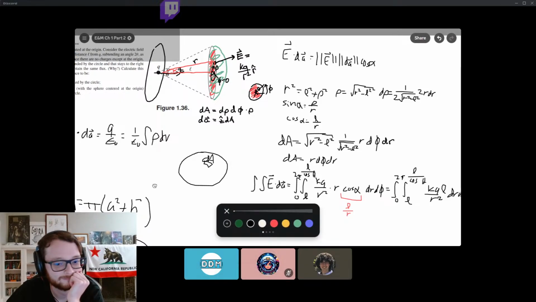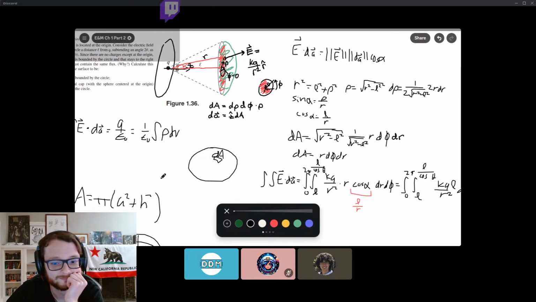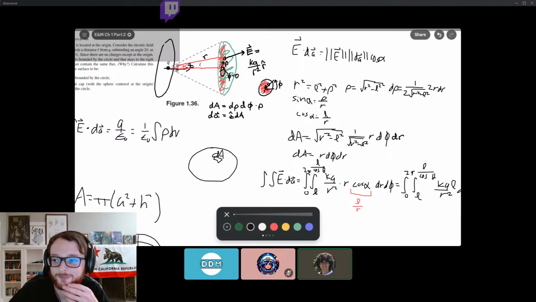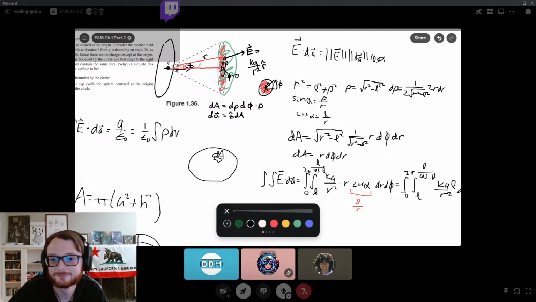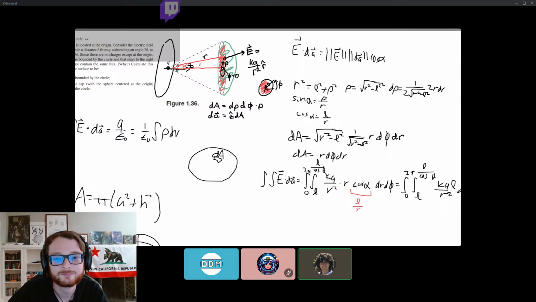I mean, we certainly could have written out, changed the R in Coulomb's law, so that we could write the integral in terms of rho and phi instead.